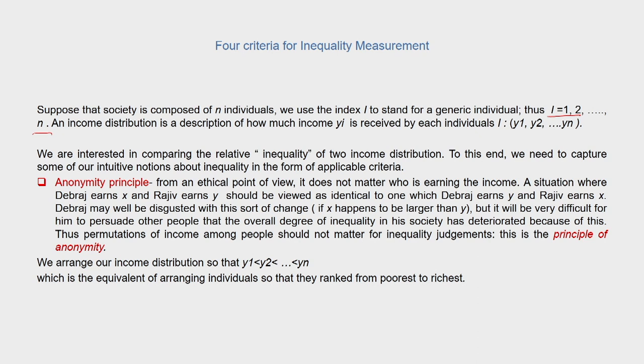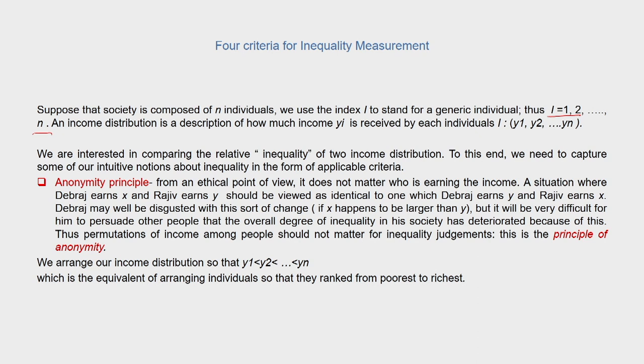A situation where, say, Debraj earns X and Rajiv earns Y should be viewed as identical to one in which Debraj earns Y and Rajiv earns X. So, different permutations of incomes are allowed based upon the anonymity principle. Now, Debraj may well be disgusted with this sort of change, because if X happens to be larger than Y, but it will be very difficult for him to persuade other people that the overall degree of inequality in his society has deteriorated because of this.